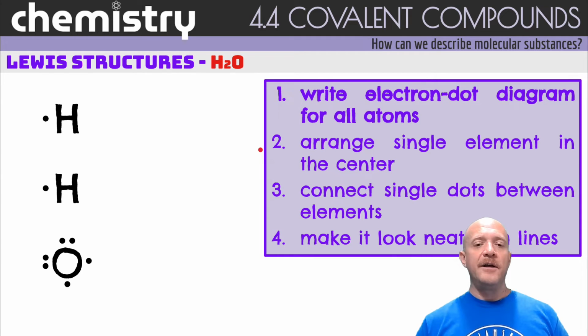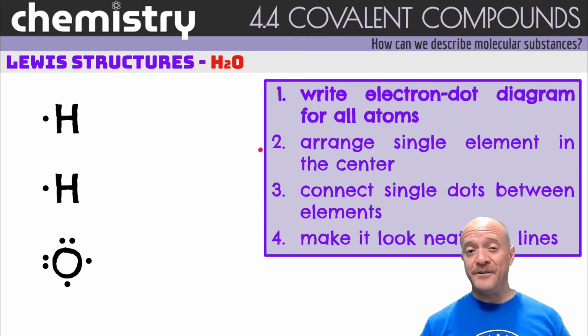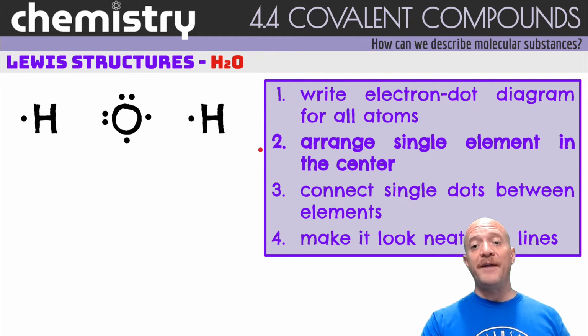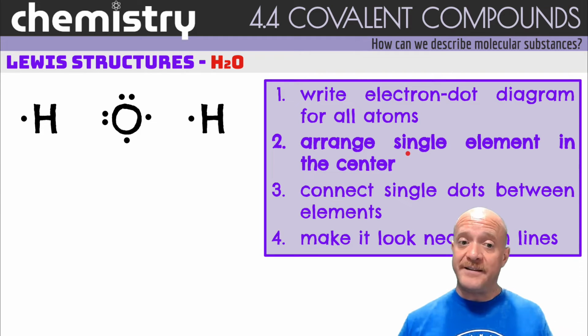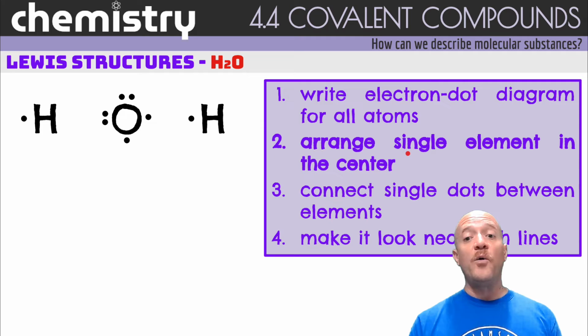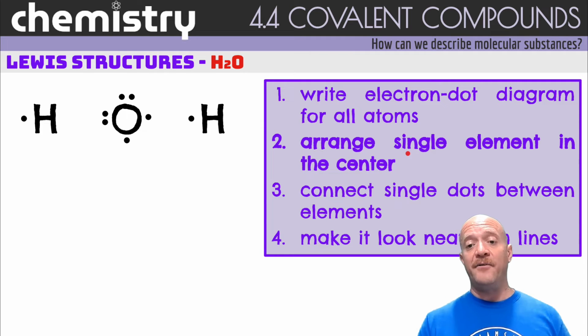Now, here's an example. We have water. So the first step, what you should do is write the electron dot diagram for all atoms. Now, sometimes when you're writing it, you can also just combine steps 1 and 2. This is easy because I'm just using this digitally, but you should arrange the single element in the center. I always like to tell students, pretend it's a Christmas tree and you got your presents around it. Okay, so we have the O in the center and we have the H's around.